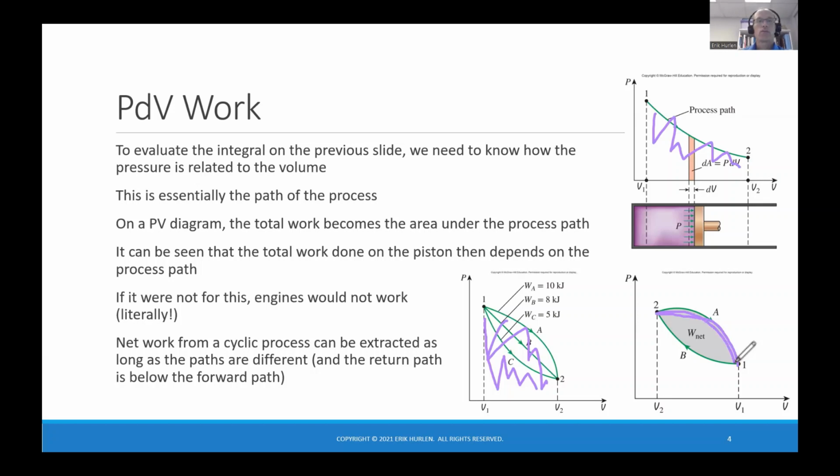However, if we go from 2 to 1 along a different path, as seen down here, we can get some net positive work out of the system. This is what is hopefully happening in your car's engine. Otherwise, you're not going to go very far.